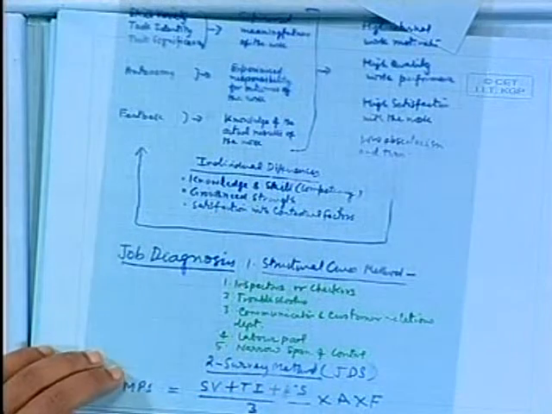So if you have high need strength, then you respond favorably to these things. If you have low need strength, then you do not want to respond favorably to these. Okay. Now another factor is satisfaction with contextual factors.